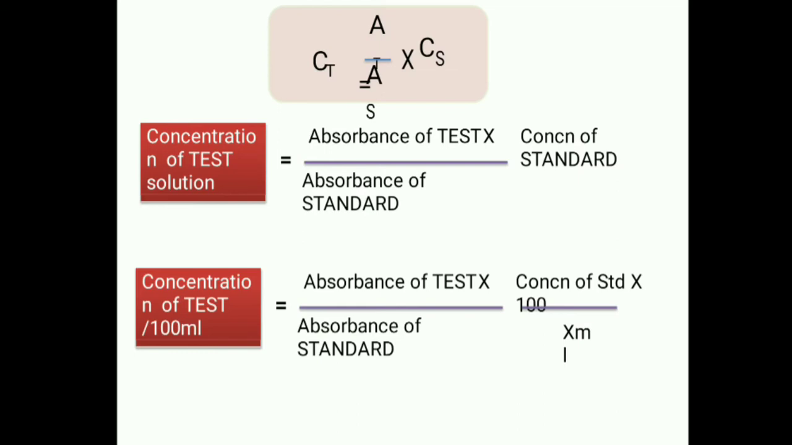In case we want to measure the concentration of the test solution per 100 ml, the formula will be absorbance of the test divided by the absorbance of the standard into the concentration of the standard into 100 upon x ml, whatever the quantity you want to measure.